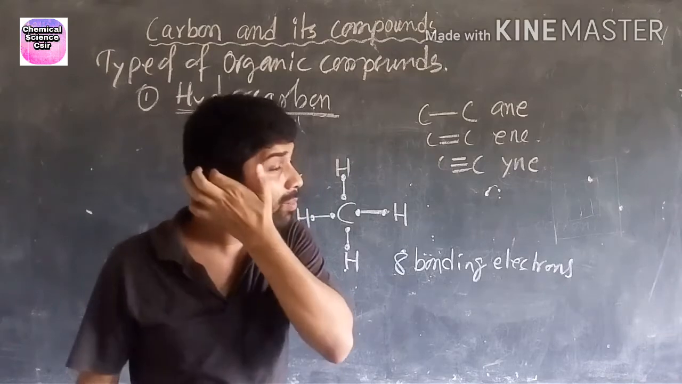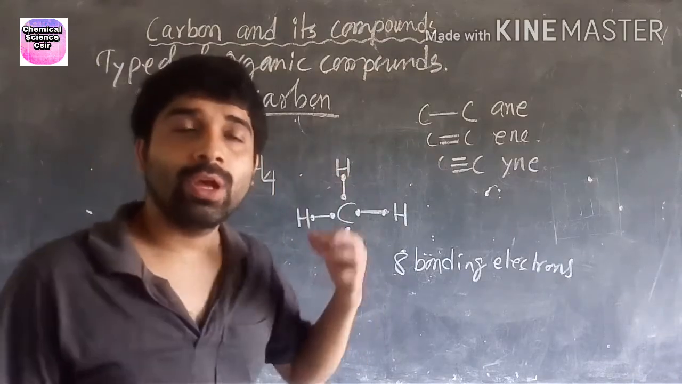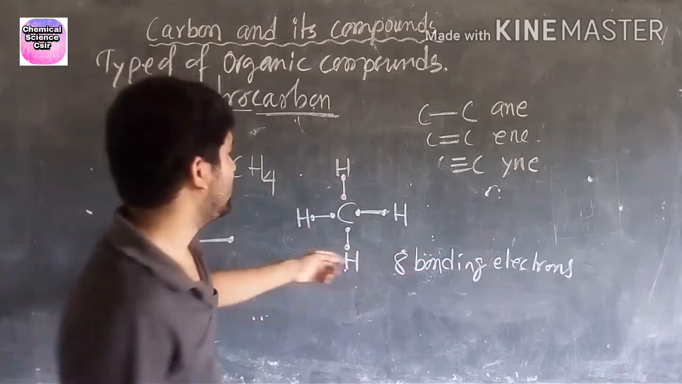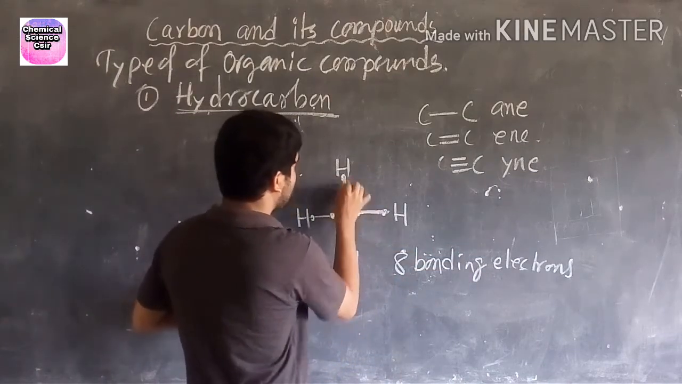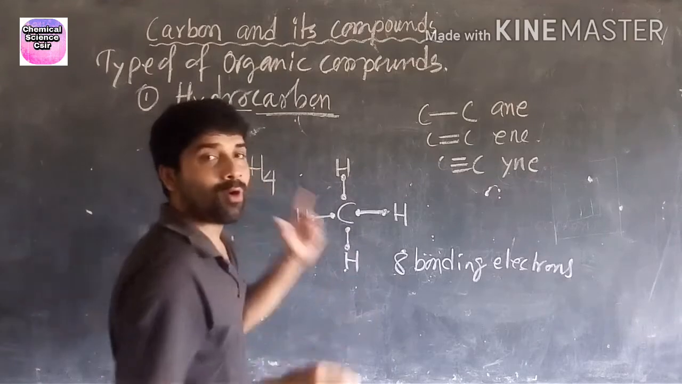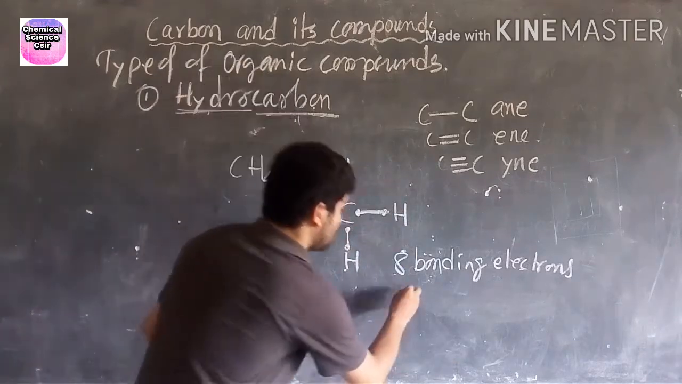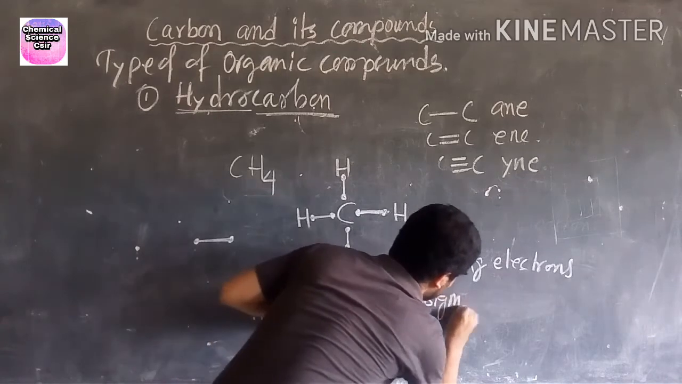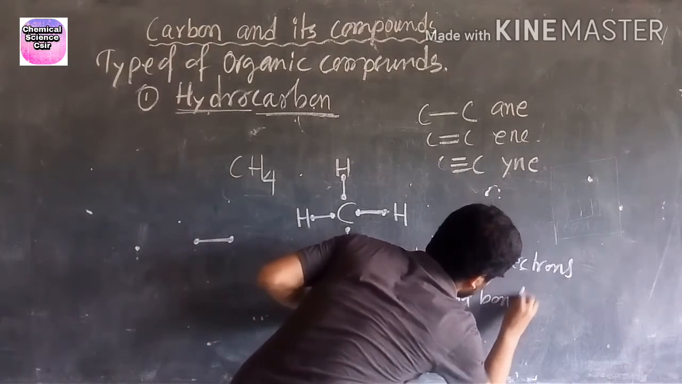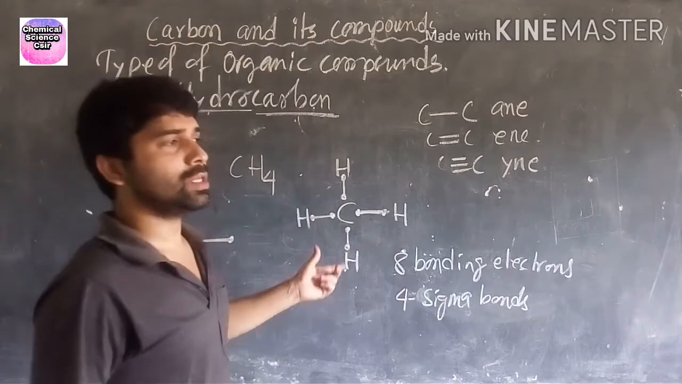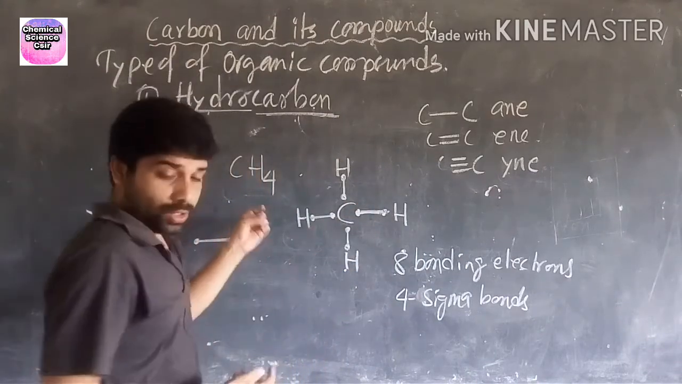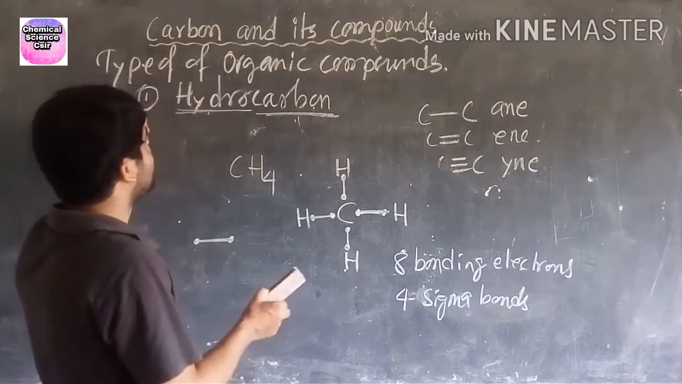Now, how many sigma bonds? If a question like this comes, how many sigma bonds are present in methane? 1, 2, 3, 4. 4 sigma bonds. So this one is a hydrocarbon.